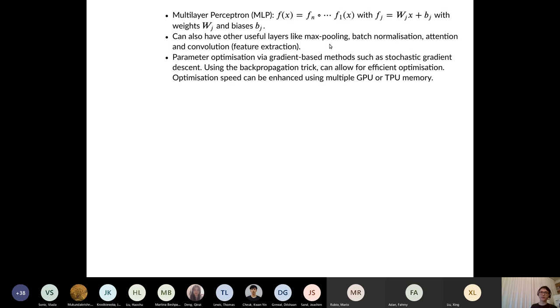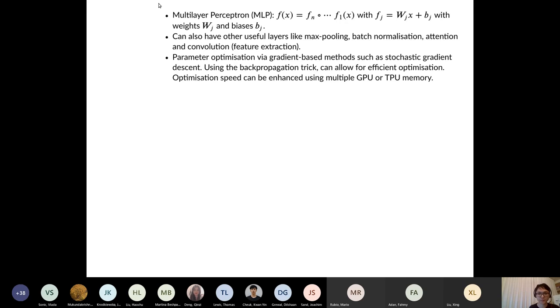Like I said, you also have other layers like max pooling, batch normalization, attention, and convolution. Especially convolution is very useful for image processing tasks. So if you're trying to classify images, then this convolution is quite useful. You're missing the non-linearities, so this is just a simple multi-layer perceptron. You have lots of layers, as I said, and you can just plug them in.